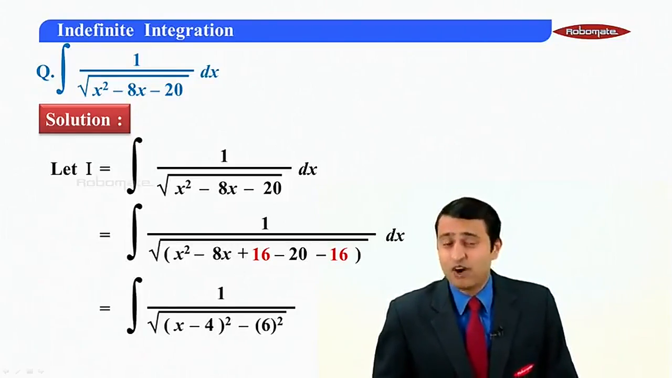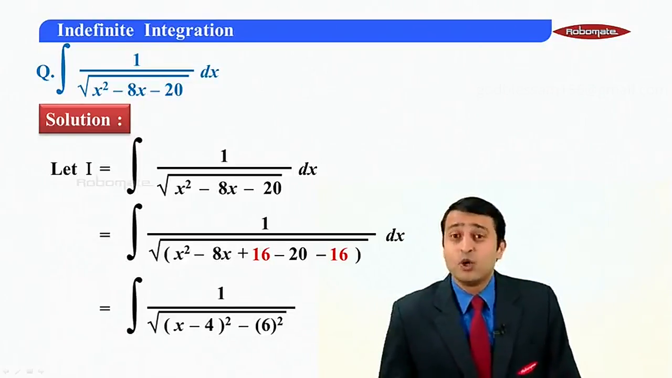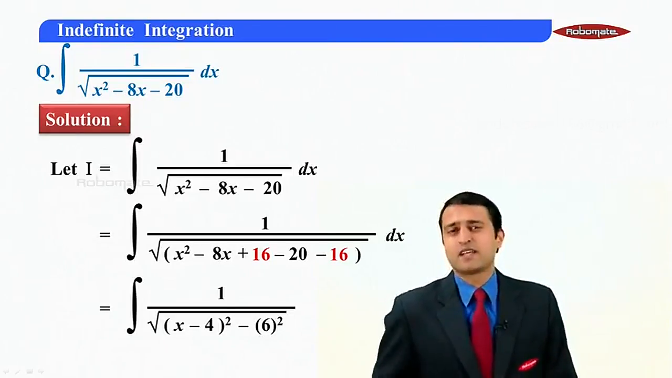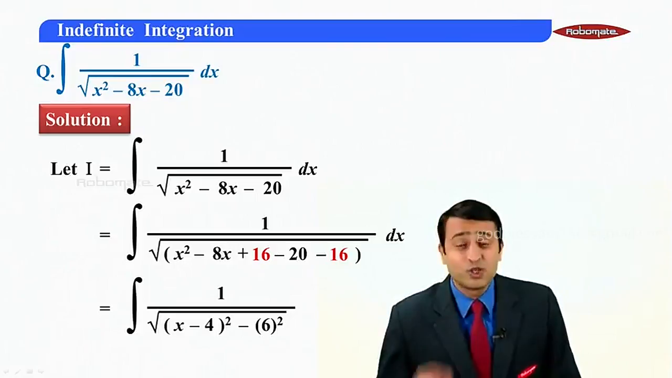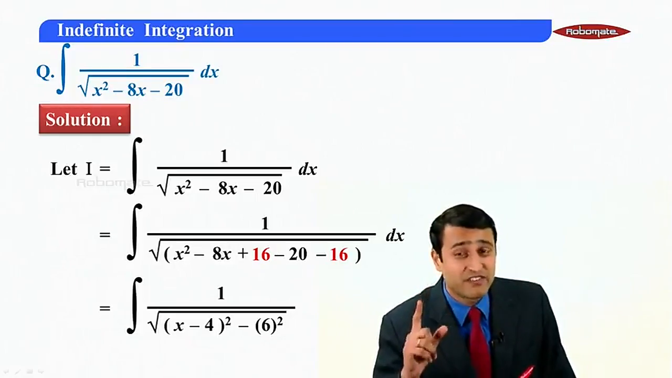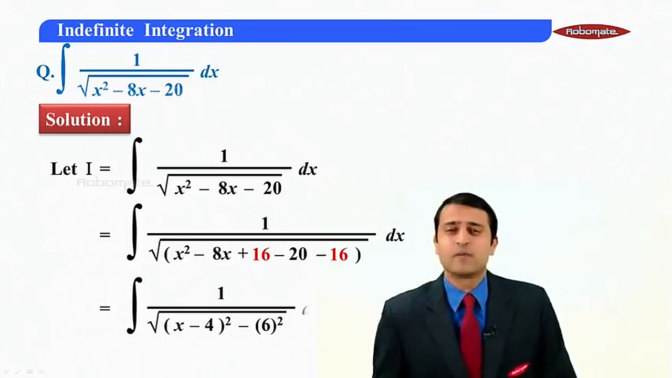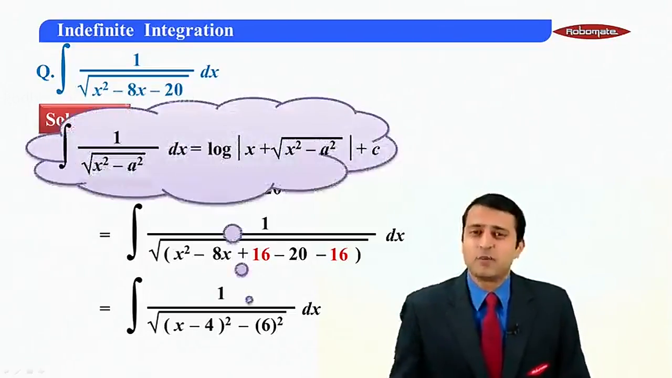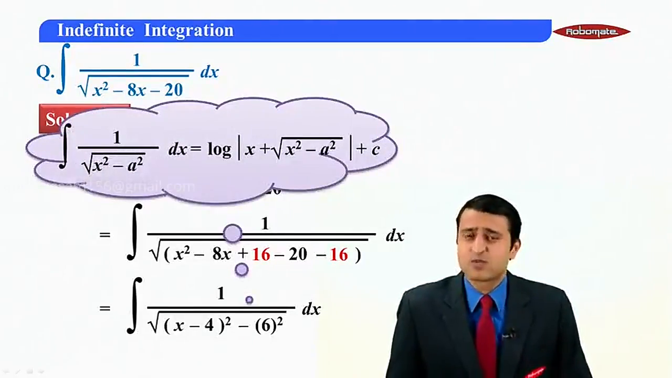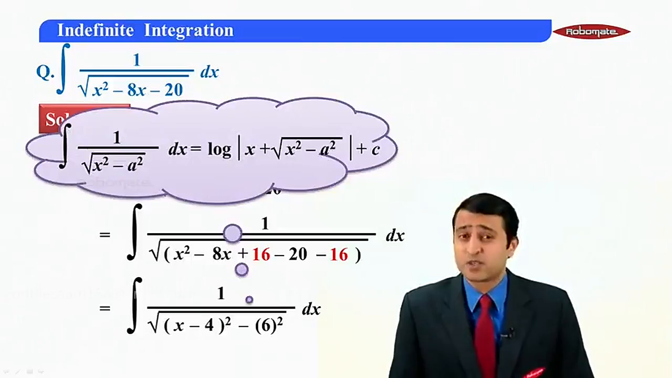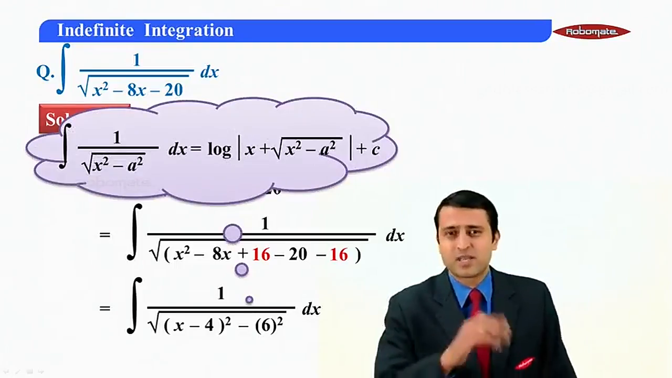Now this is of the form 1 upon root over x square minus a square. My dear students, do not forget the formula is different. There is a square root in the denominator. So let us recall the formula. The formula says 1 upon root over x square minus a square is log mod of x plus root of x square minus a square plus c. So let us apply that.